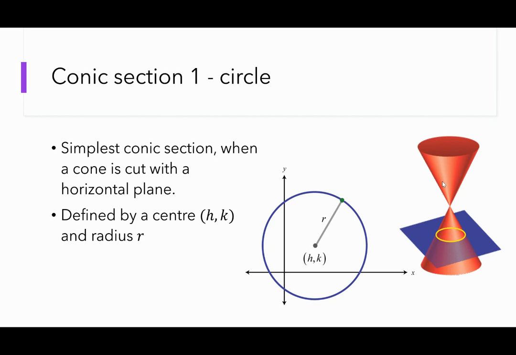The circle is the simplest conic. All it needs is a center and a radius, and then you can both draw it and write its equations. The center is given by the coordinate (h, k), where h is the horizontal position and k is the vertical. R stands for the radius. So once you know what those three are, then you can both find the equation and draw the graph.